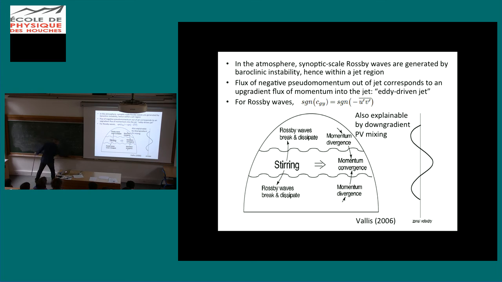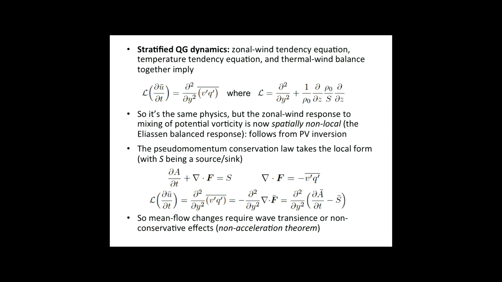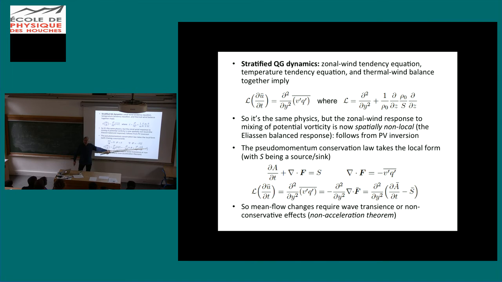You have a source region, and the waves propagate, and then you have a sink region where the waves break. So you assume that it's conservative here, but of course you don't assume it's conservative there, and that's where this S would then come in. Okay, so it is part of the theory.